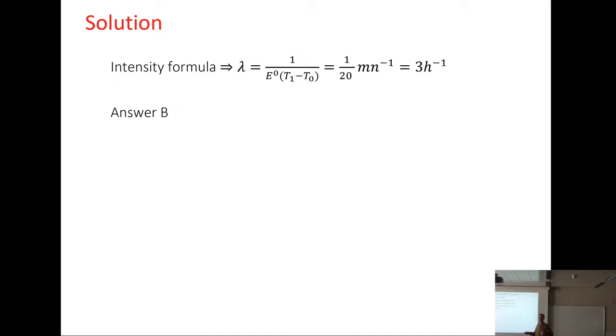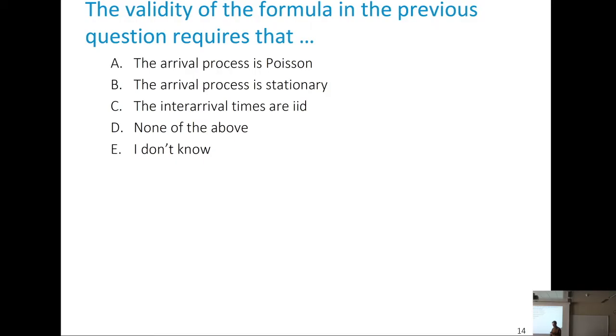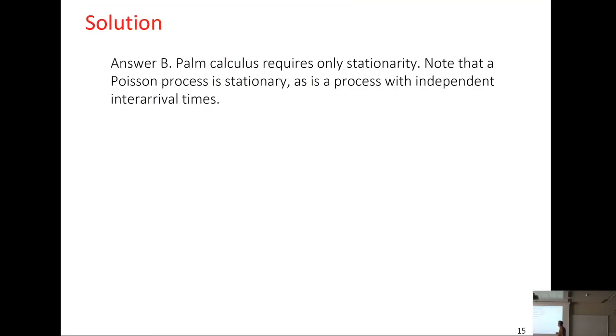So if this system were stationary, if it stayed forever, which probably is not true, it stops at night probably. But if we assume it would stay forever, we could say there are 3 buses on average per hour, which is one way to say the intensity is 3. Or at least if we assume enough things, so what do we need to assume for this to be true? And the answer is B.